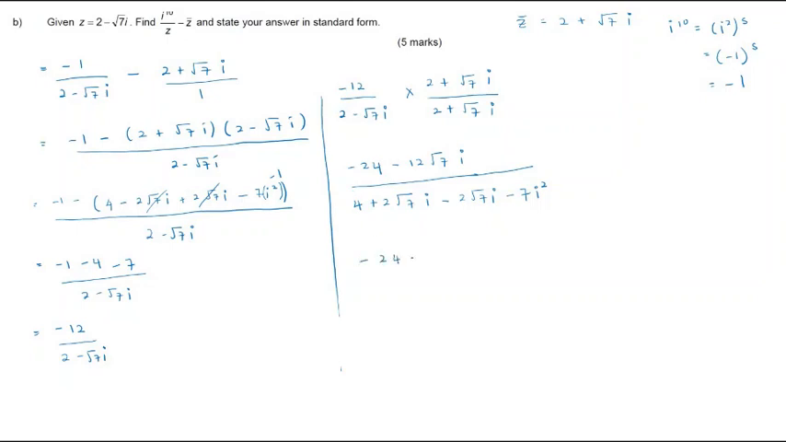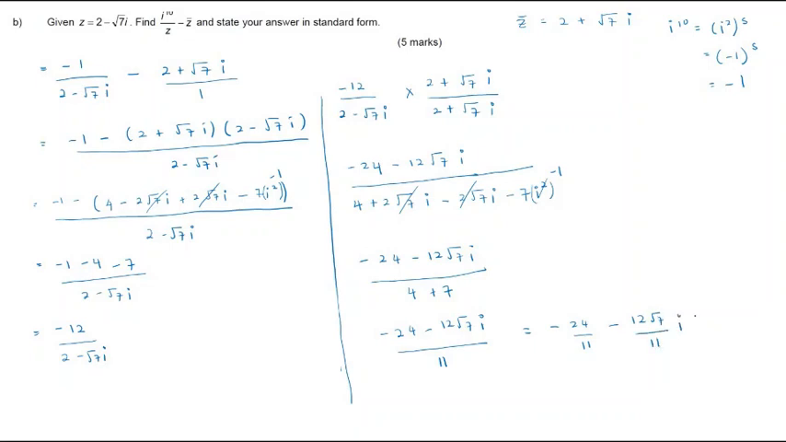Negative 24 minus 12 square root 7i over the positive and negative. We can replace i squared by negative 1, so 4 plus 7 is 11. Negative 24 minus 12 square root 7i over 11. And the final answer is negative 24 over 11 minus 12 square root 7 over 11 i.